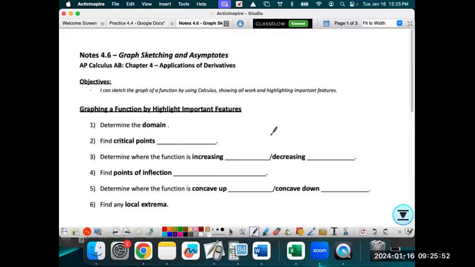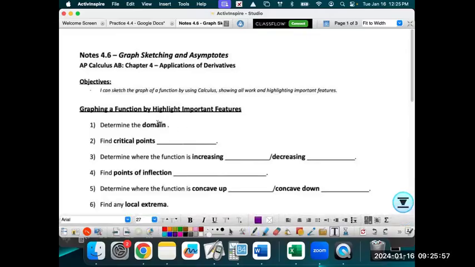function, not necessarily quadratic. The first thing that we're going to do is we are going to figure out our function's domain. Then we are going to find our critical points. How do we know where those are happening? It is where our derivative equals 0 or does not exist, but that x value is in the domain of your function.